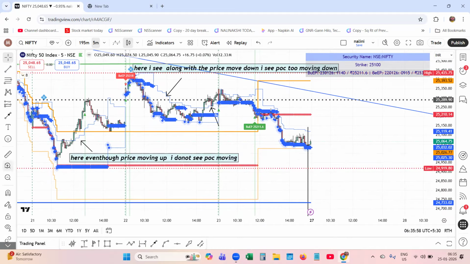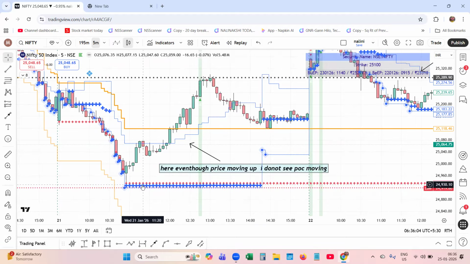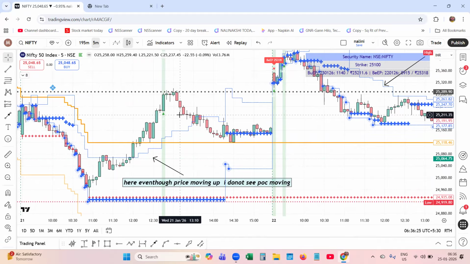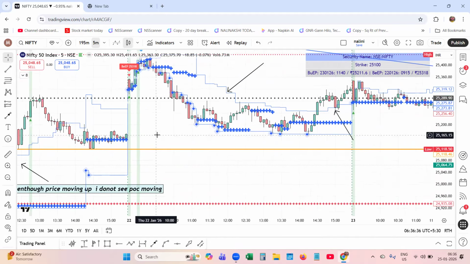Understand the POC better, understand the POC better. I'm going to repeat again: when the POC price is moving up, and on the left side it was deep selling, with the POC moving down, it is a short covering rally. It is not the intention of the big player buying. So if the price is moving up, the POC has to move up. If it is moving up, then we can anticipate the intention of the big players. They are indulged in buying.